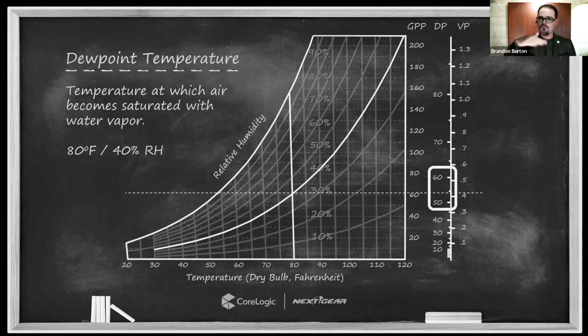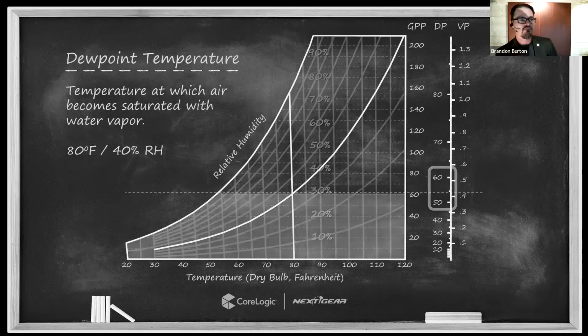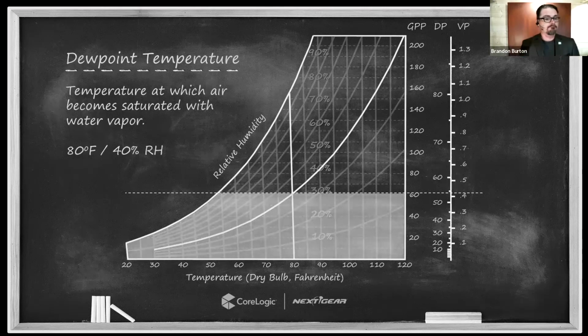But dew point is an expression of the amount of moisture. A higher dew point means more moisture. A lower dew point means less moisture, right? Just like with grains, higher grains means more moisture. Lower grains means less moisture. So at 80 degrees and 40%, let's get back on track, we have a dew point temperature of approximately 54 degrees. What does that mean?